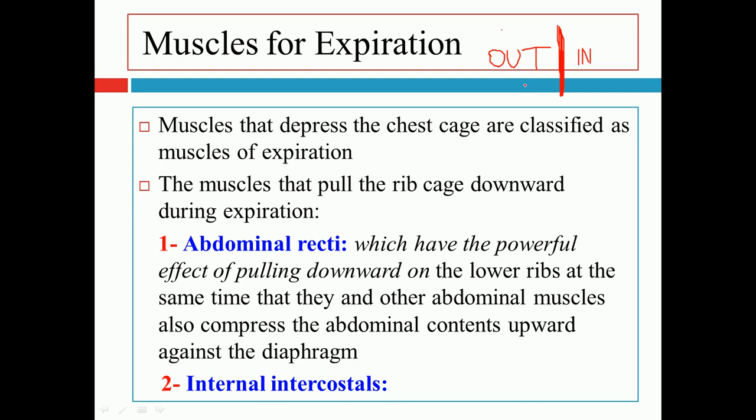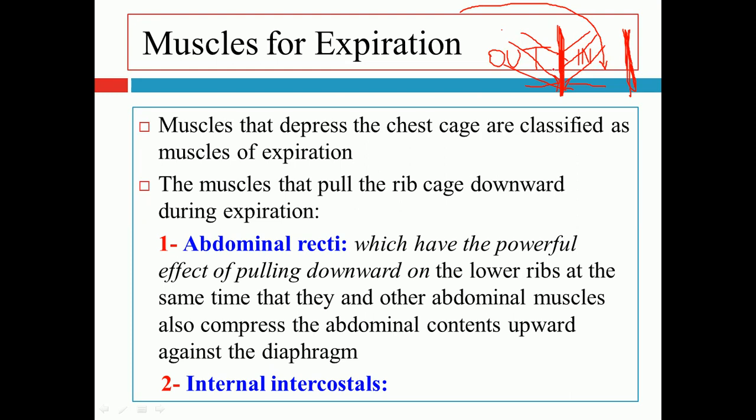So these are external intercostals, these are internal intercostals. The muscles attached to this side are internal intercostals, the muscles attached to this side are external intercostals. So when this is the lung cavity, the air has to come this side. When the air is coming inside, it needs more space.